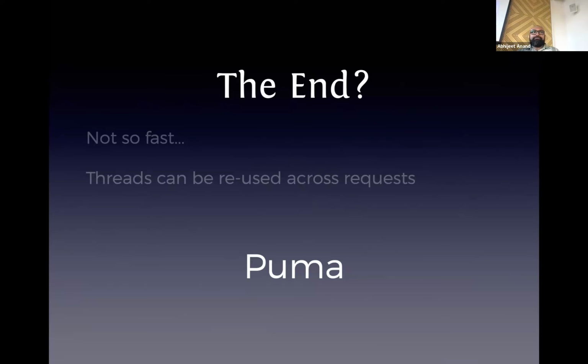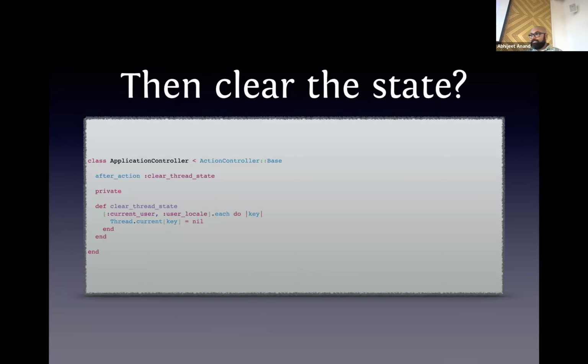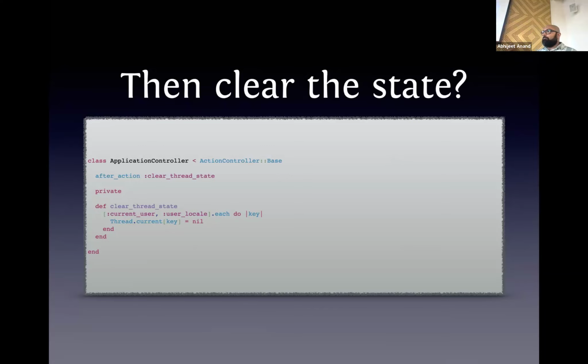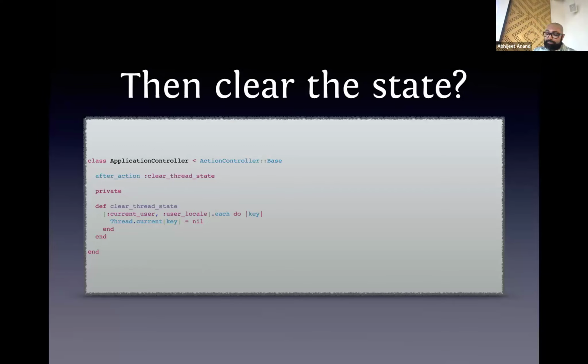Then clear the state. It's actually very simple. Set it to nil. So write an application controller before and after action. Just clear the thread state. Sounds good, but now I have to manage this. And it doesn't really fit nicely with the business logic, with the application, why the application controller needs to maintain a certain sort of state. You could do it in a model possibly, but again, it doesn't belong there.